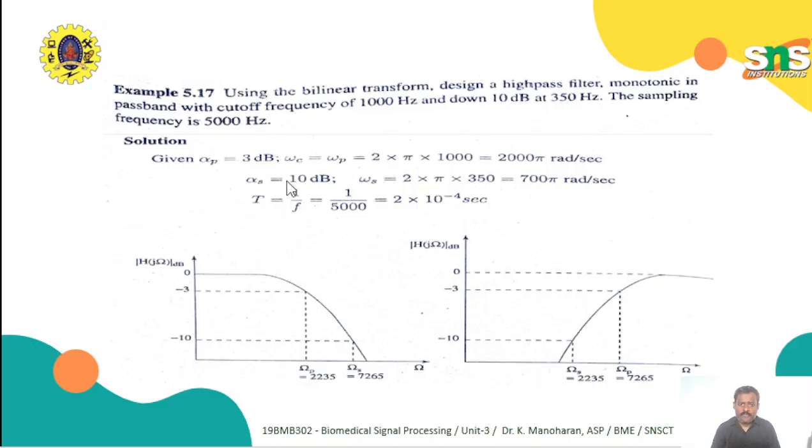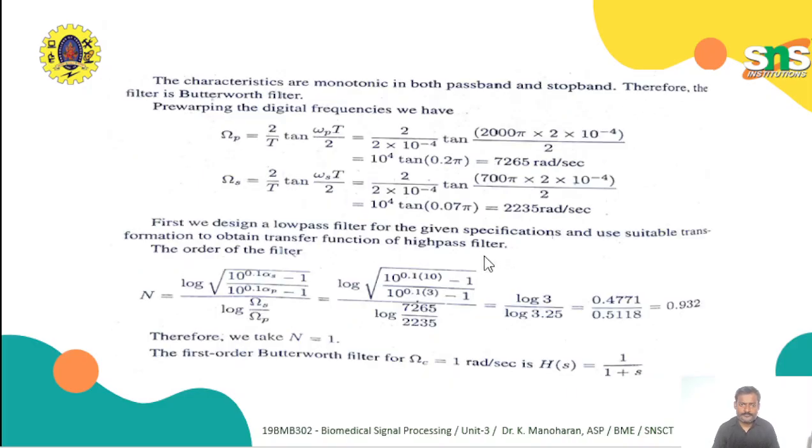So alpha p and alpha s have no changes; only omega p and omega s change. This is because low pass and high pass are just opposite. In a low pass filter, low frequencies are the passband and high frequencies are the stopband. In a high pass filter, it is just opposite: high frequencies are the passband and low frequencies are the stopband. So the only change is omega p becomes omega s and omega s becomes omega p.